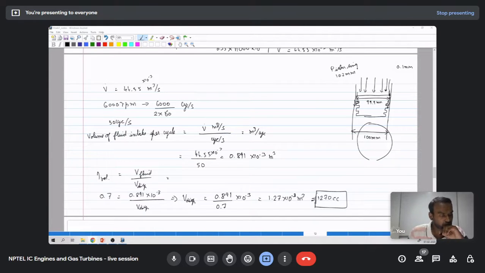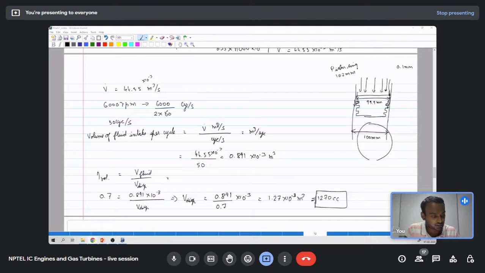Sir, is this piston ring used for heat dissipation? No, it is mainly used to seal the gas from going to the crankcase.